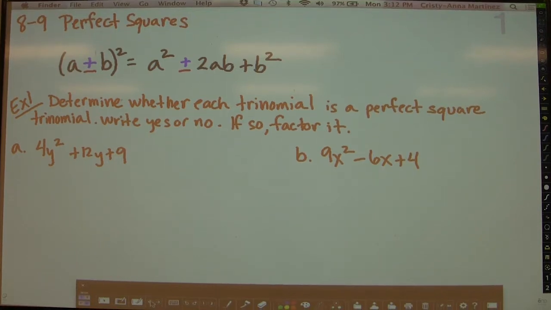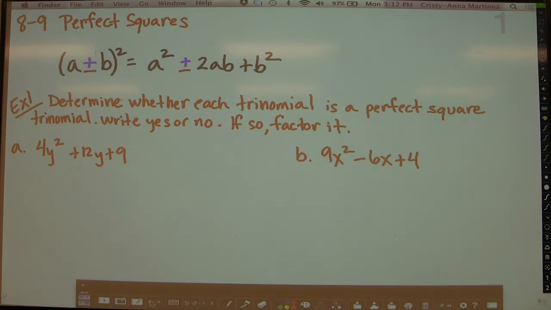Hello there, this is an Algebra 1 video. It is Chapter 8, Section 9, and it is the last section in this chapter, so that means that you will be having a test coming up very shortly. Today we're going to be discussing perfect squares.